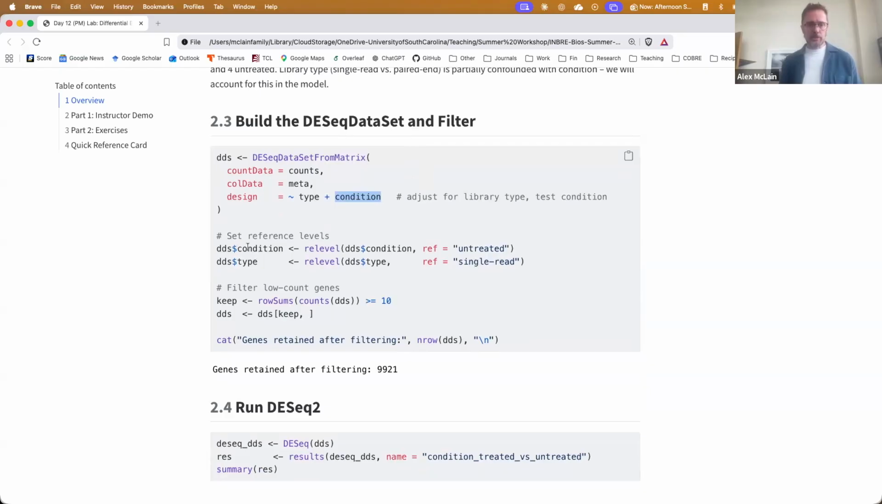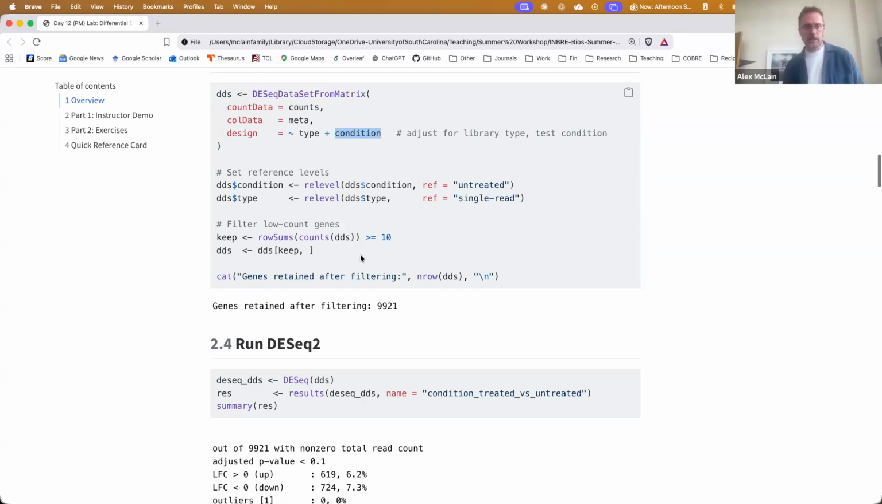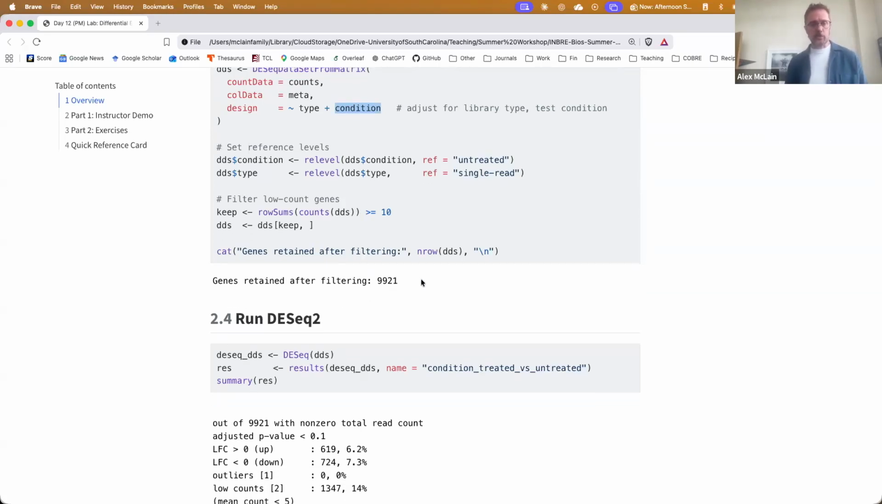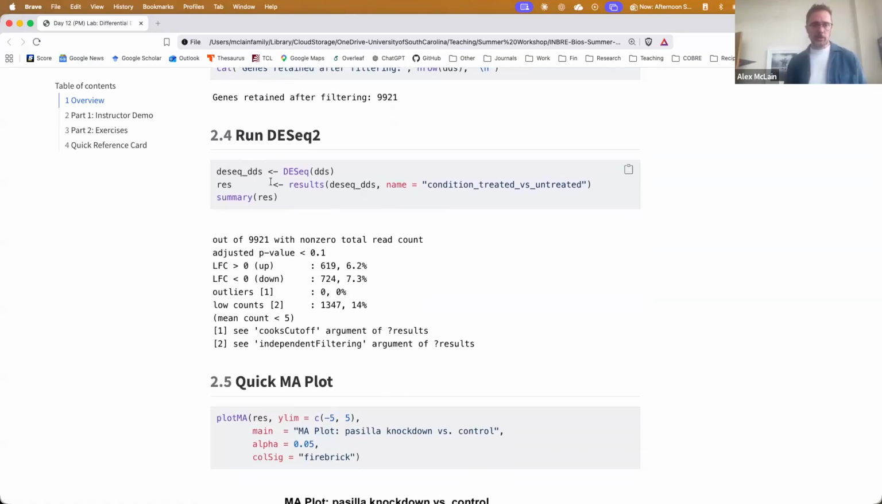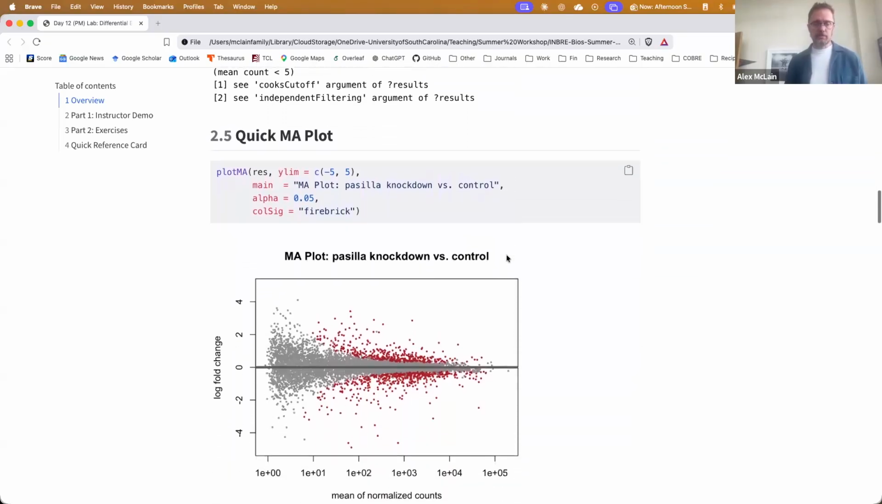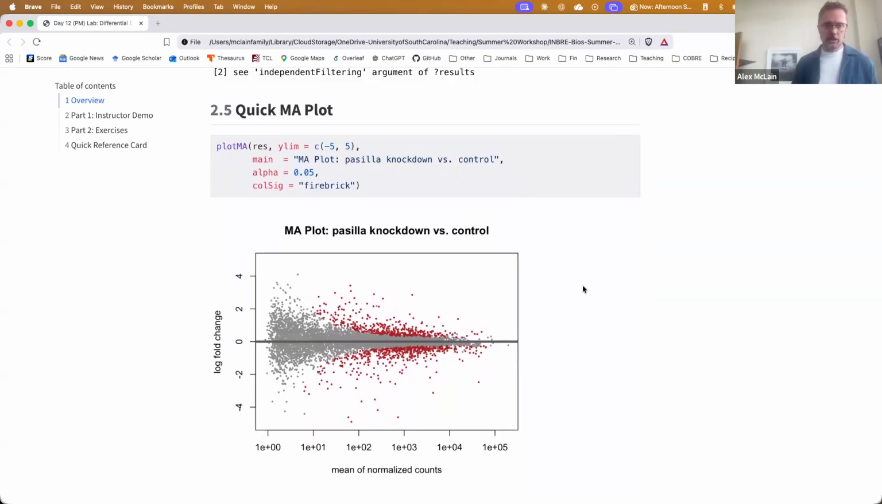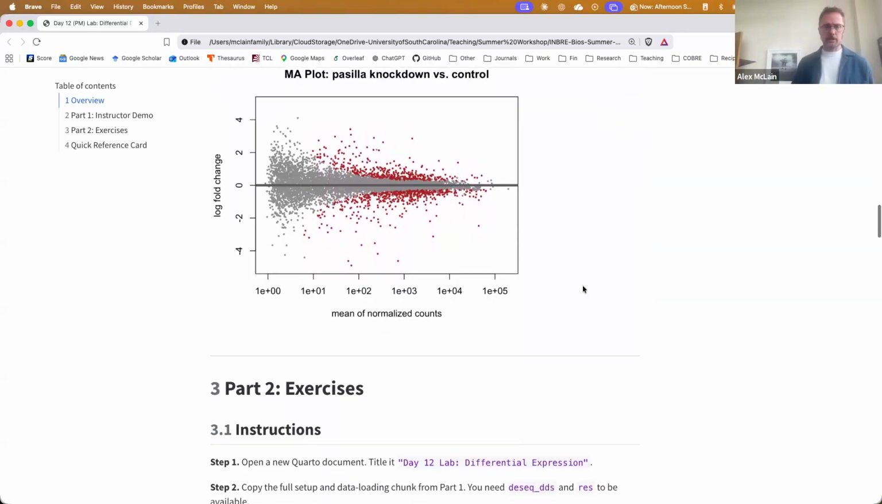Here we are setting the reference levels, filtering, so only keeping those that have at least 10 counts. After filtering, we end up with about 10,000 genes. Here we are running DESeq2, getting the results. And here we have the summary of that. We can see results there, and then the MA plot, which we looked at in the morning.